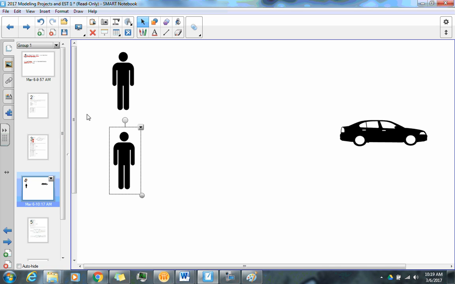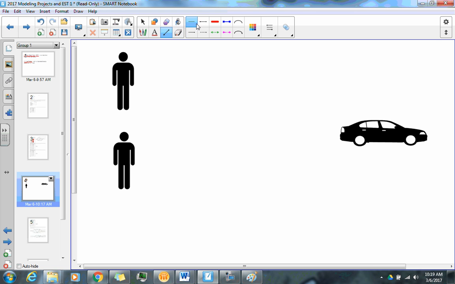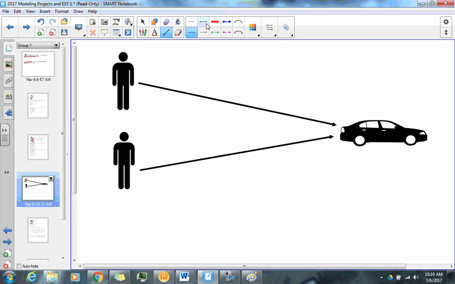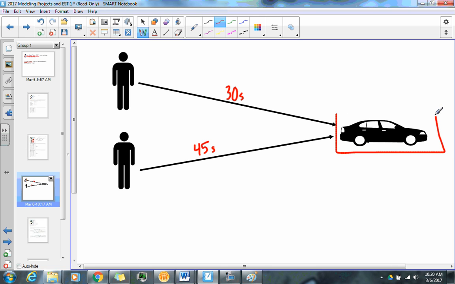This is what I've used in the past, and it seemed to work to get people to understand earliest start time. So let's say both of these two guys were racing to the car. The first guy takes off and they decided to both run to the car for some odd reason. The first guy got there, and let's say it took him 30 seconds. Now, the second guy here, it took him 45 seconds. So we have two guys running to the same destination.